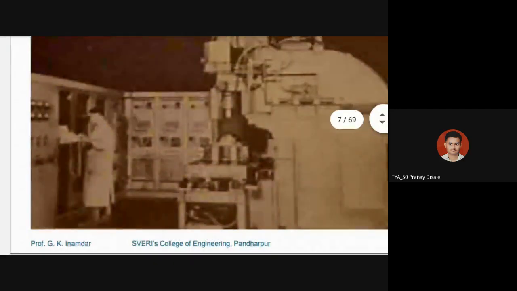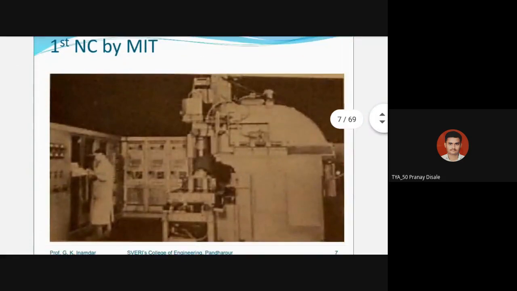If you are visible, one person is also available here. Why? To control this object. At that time the punch tapes were there as an input. Different rolls or tapes are used. Now this is the first NC machine by MIT.